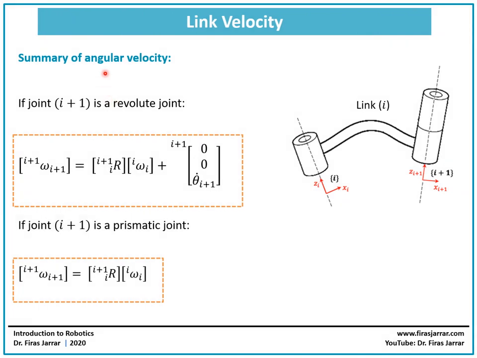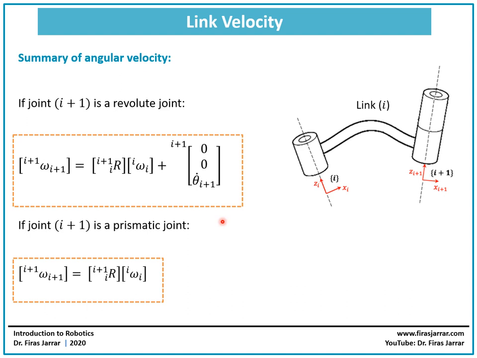Summary of the angular velocity for link I plus 1. Again, we have two cases. One case is if joint I plus 1 was a revolute joint, and the other case is if joint I plus 1 was a prismatic joint. You can see again the successive nature of these two formulas, where the angular velocity of the next link, link I plus 1, depends on the angular velocity of the link before it, link I, and here we can see the joint rate, theta dot.